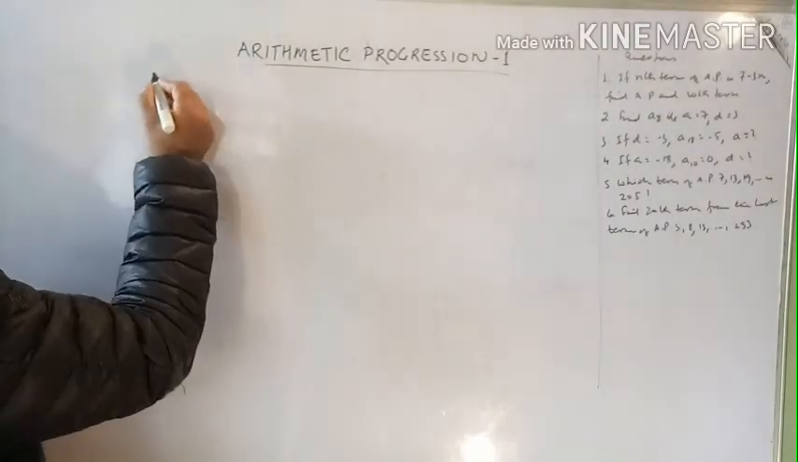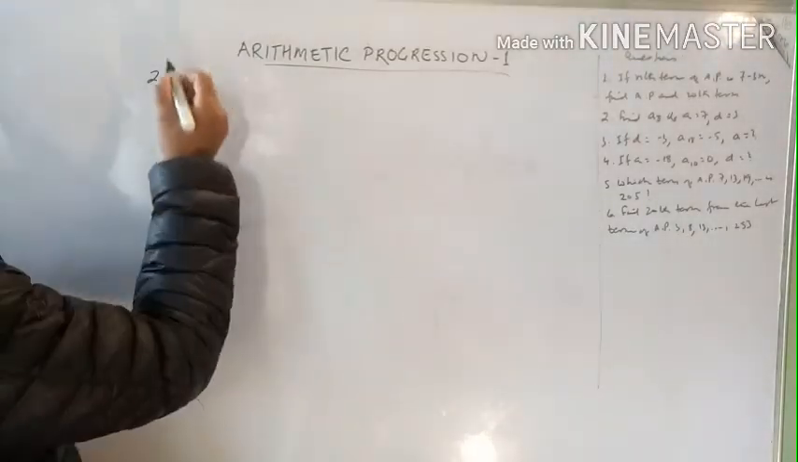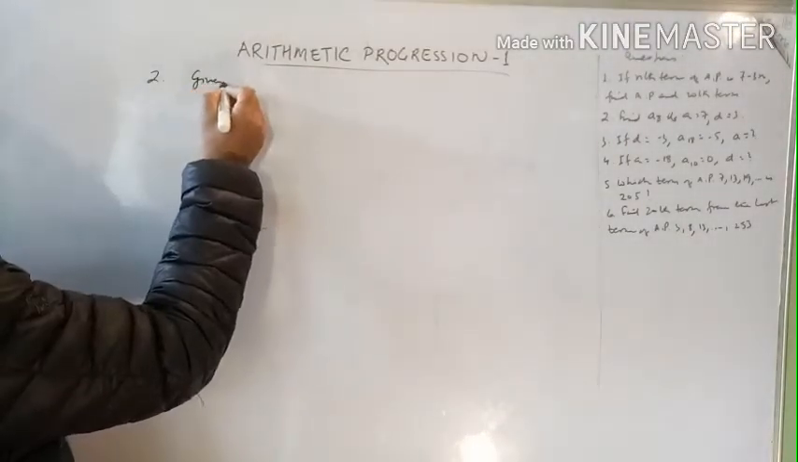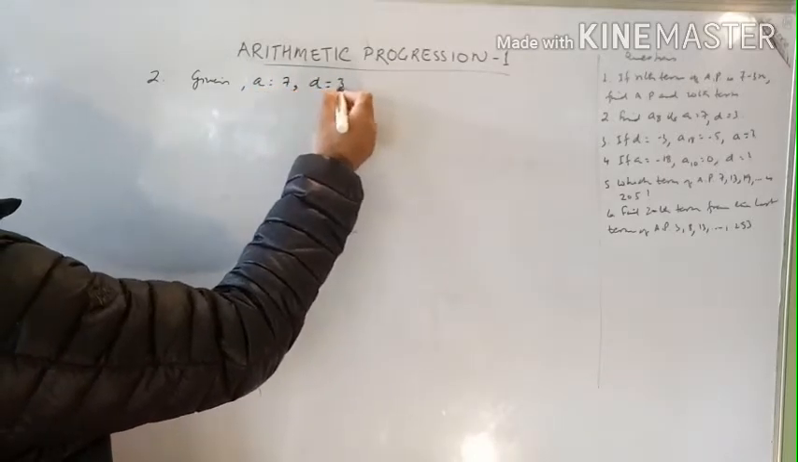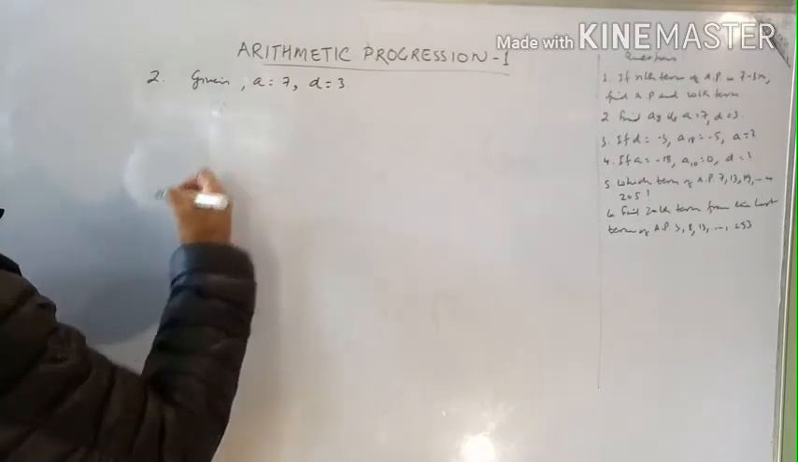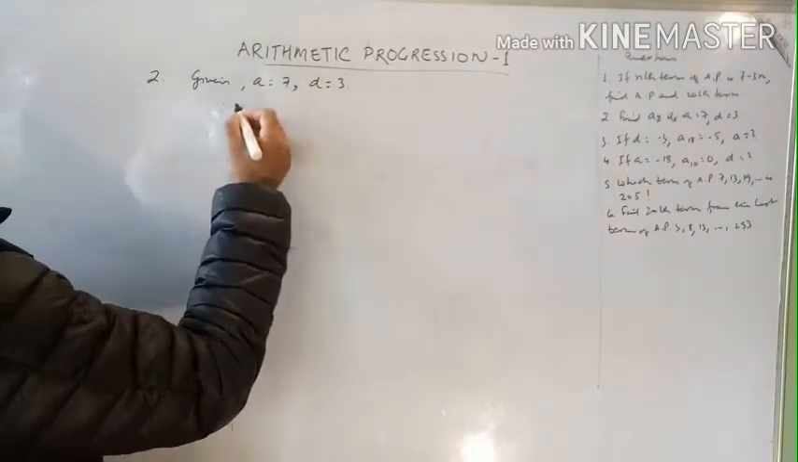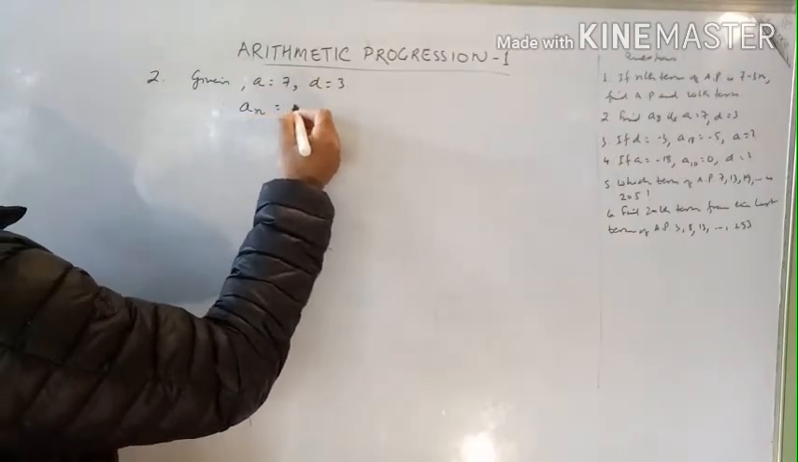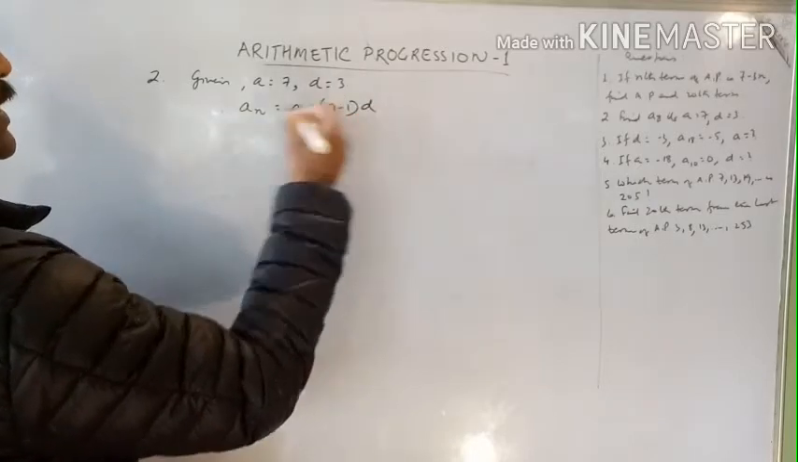Question number 2 says find A8, means the 8th term, if A is 7 and D is 3. So given the first term A is equal to 7 and common difference D is equal to 3. Find the 8th term. For that, now you know the formula. An is equal to A plus n minus 1 into D. This is the nth term.